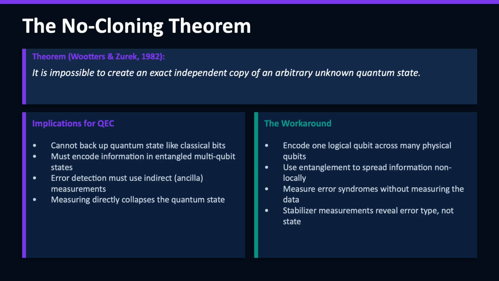If you try to copy a quantum state, the very act of interacting with it to copy it disturbs it, destroying the original in the process. You cannot read out the full information in a quantum state and write it elsewhere without erasing it. This theorem seems to make quantum error correction completely impossible. Yet, here we are studying a whole field dedicated to doing exactly that.